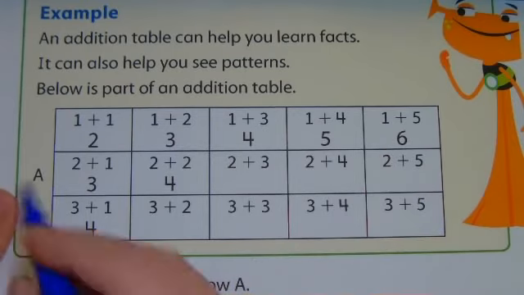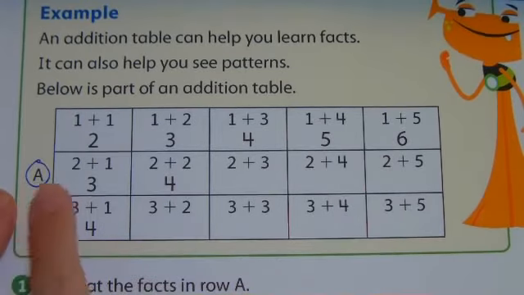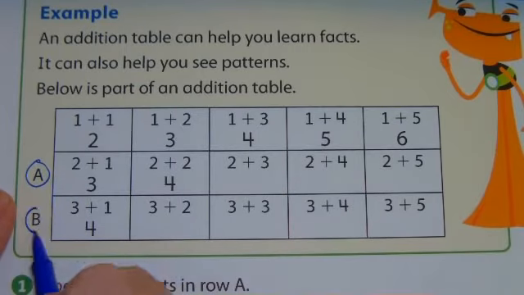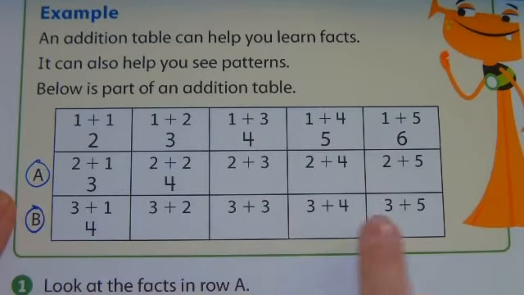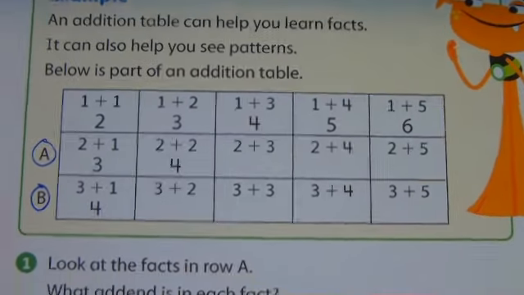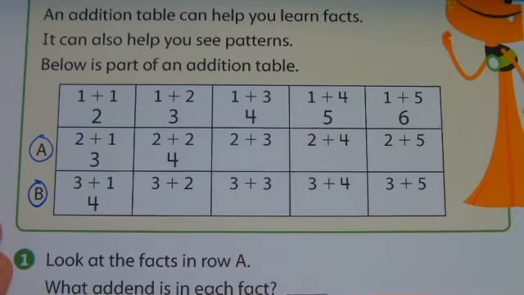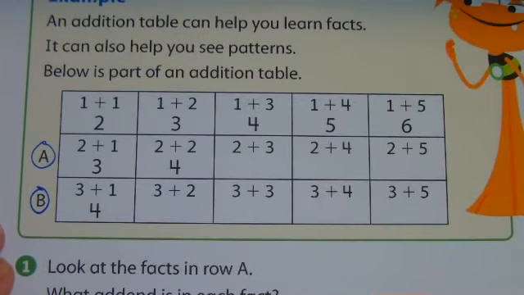Here is A. This is row A. This is B, row B. Okay? Not all of the problems are solved yet. We will have to solve all of the problems.